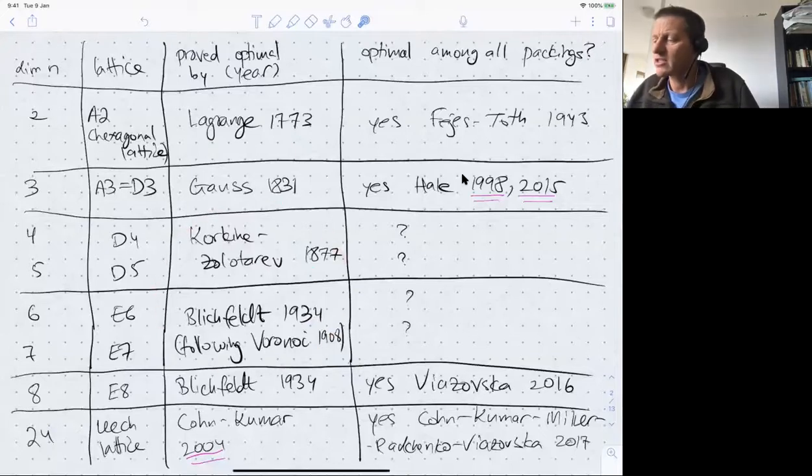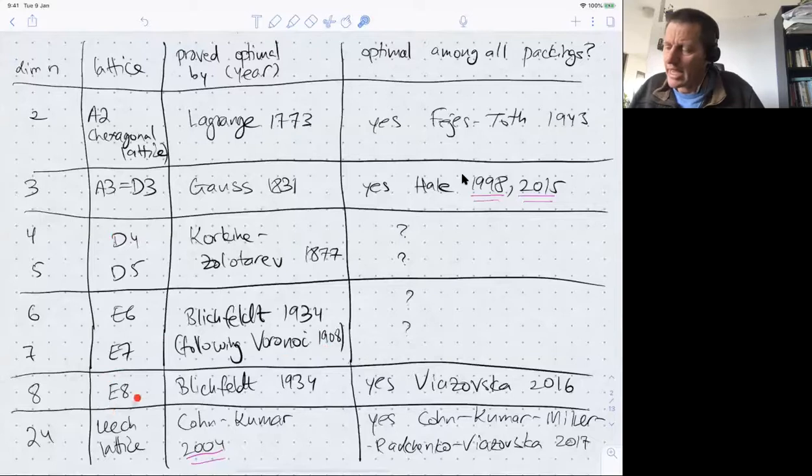We're going to discuss the strategy that Korkin and Zolotarev, two Russian mathematicians, took in order to solve this lattice packing problem, and they managed to do it in dimensions 4 and 5. Voronoi came along about 30 years later and set things up for the solution in dimensions 6, 7, and 8, but he died young, shortly after his paper. I think his work was published after he died, which is around this date. And Blichfeldt completed this. So he got things up to dimension 8.